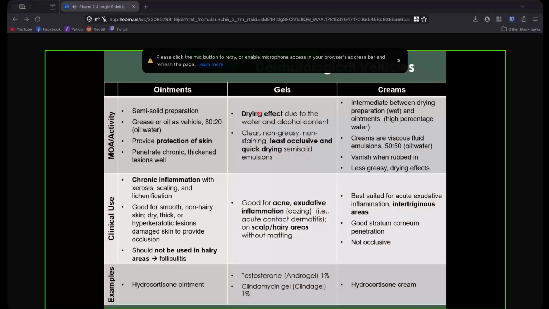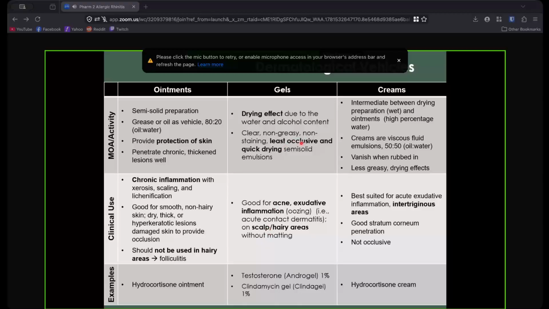And we said our gel has a drying effect. So that's why I also like it in acne, or if I have something that is oozing from someone having dermatitis, where they came in contact with some type of irritant and their skin reacted and made little pussy bumps come up on their skin. Also good in the scalp and hairy areas because it does dry fast, because it is the least occlusive.